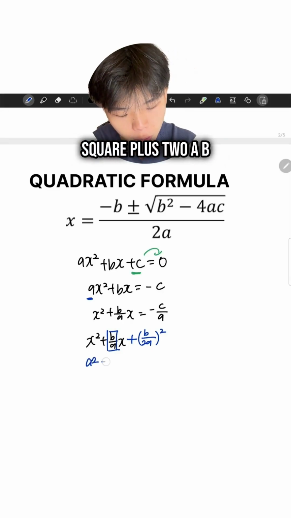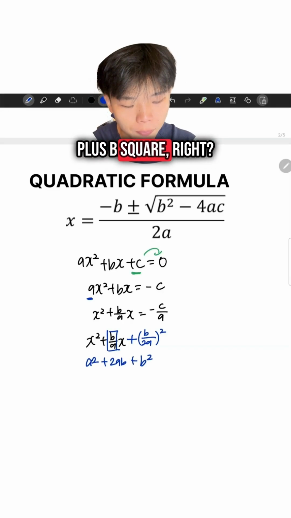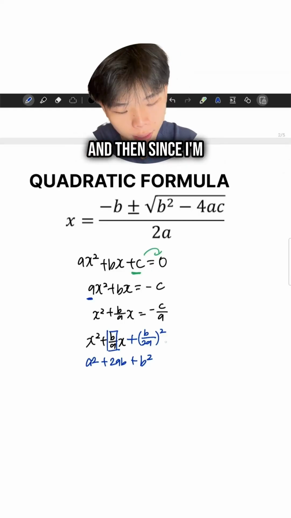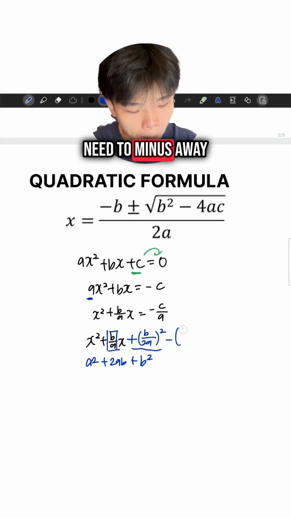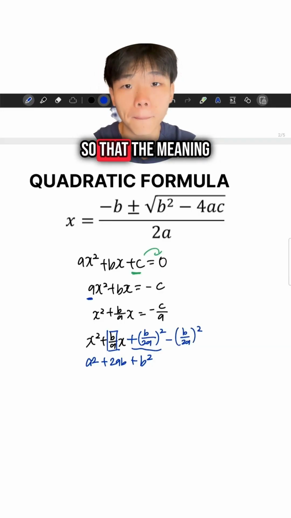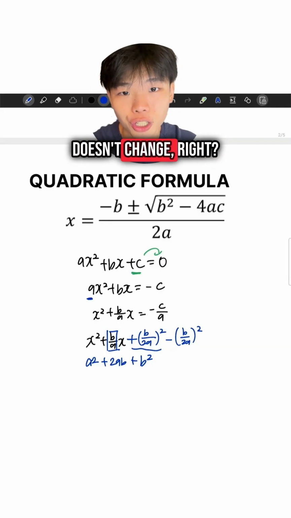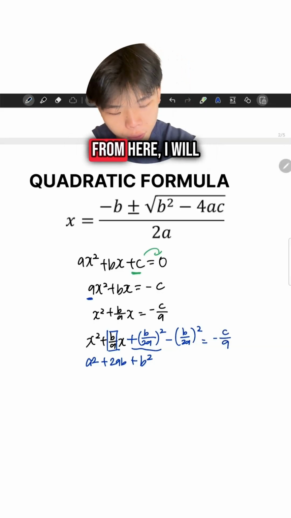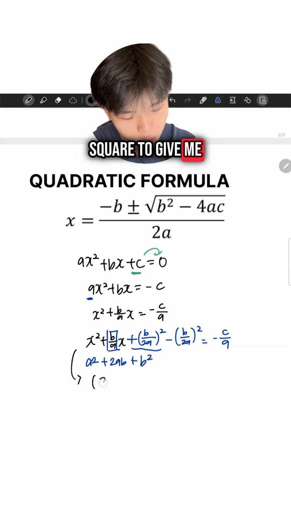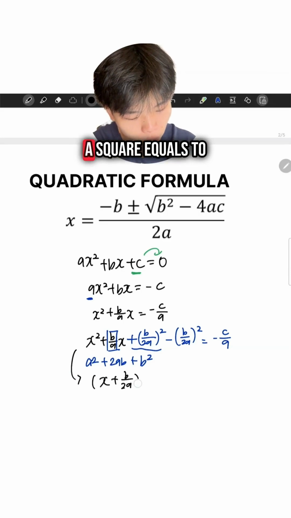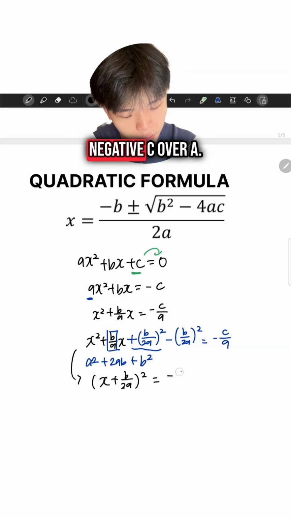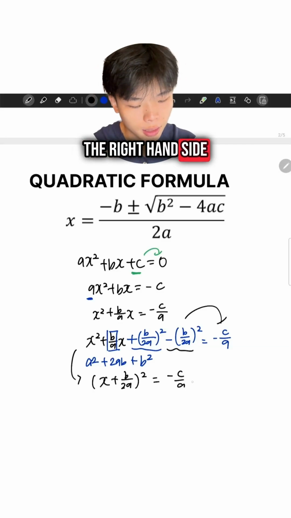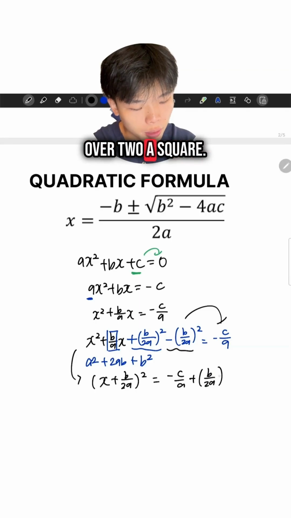So this will be my a squared plus 2ab plus b squared, right? My algebraic expression of special identities, right? Something that you learn in Sec 2. And then since I'm going to add this in, I need to minus away the same thing so that the meaning of this expression doesn't change, right? The meaning cannot change. Equals to negative c over a. And then from here, I will then complete this square to give me x plus b over 2a squared equals to negative c over a, and then I can therefore bring this whole thing over to the right hand side to give me plus b over 2a squared, right?